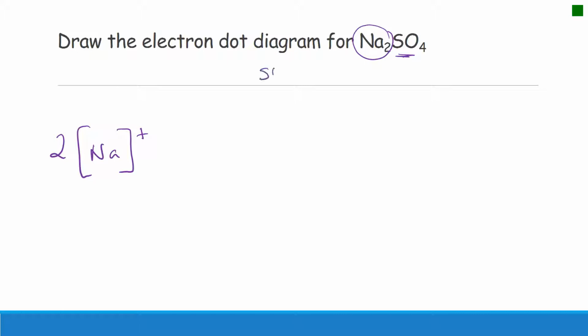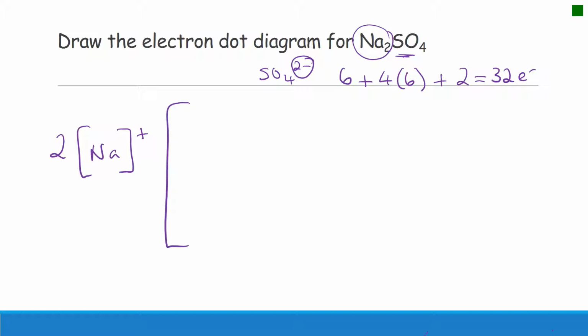Now the sulfate is an ion, and we tackle it like a molecule because it's got covalent bonding. Sulfur has 6 valence electrons, and each of the oxygens also has 6 valence electrons. But because it's got a 2 negative charge, we have to add 2 extra electrons. Now we need to add them up. 4 sixes is 24, plus 6 is 30, plus 2 is 32 electrons.